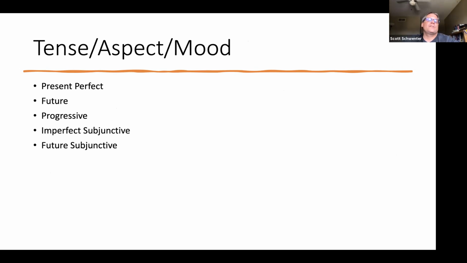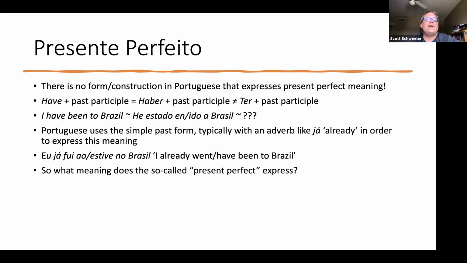All right, now let's talk. Don't have a ton of time, but we'll go quickly through tense, aspect, and mood. I'm going to start with the present perfect. In Portuguese, it's called presente perfeito. And the reason why I want to start with this is a big false friend from Portuguese to Spanish.